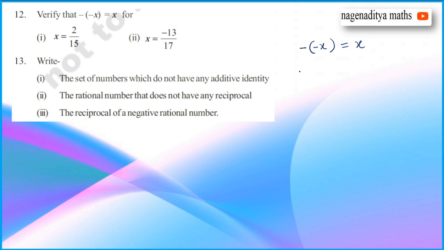So that implies minus of minus 2 by 15. So this is equal to, what is the value of x? That is 2 by 15. So this implies minus into minus becomes plus. So this is 2 by 15 is equal to 2 by 15. So this is verified. So this is the first problem.